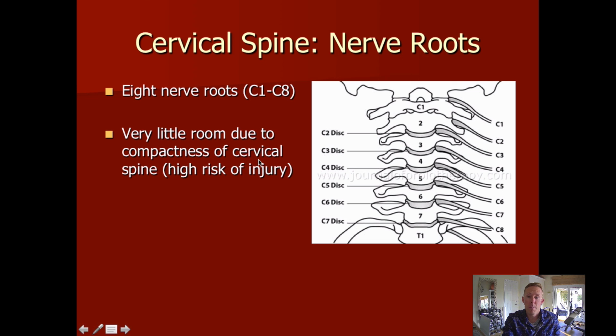And these nerve roots, compared to the other regions of the spine, there's not a lot of room for them. The neck is very compact, so if you have a disc herniation or arthritis in the neck, it can often bother these nerve roots because there's just not much room. The facet joints are much smaller. The intervertebral foramen where the nerve comes out is much tighter. So this area is a little more prone to some of these injuries because of how compact everything is.